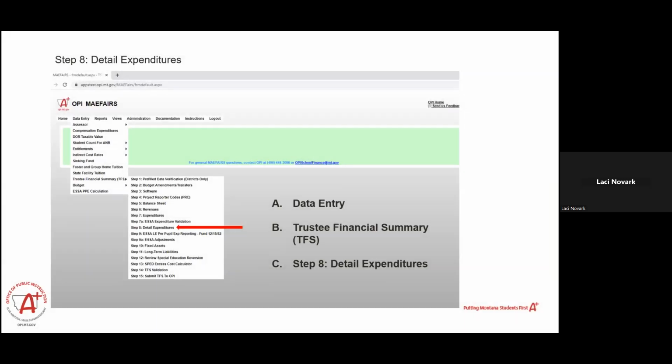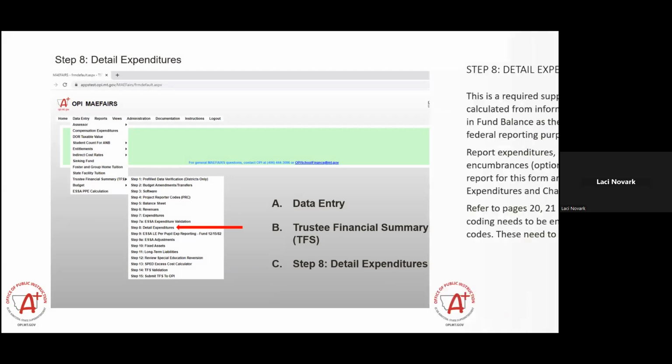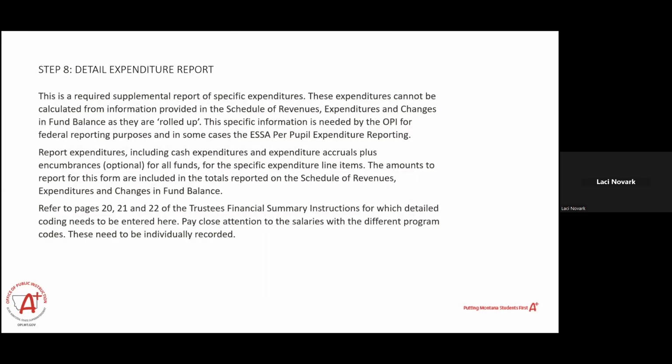Step 8, detail expenditures. This is a required supplemental report of specific expenditures. These expenditures cannot be calculated from information provided in the schedule of revenues, expenditures, and changes in fund balance as they are rolled up. This specific information is needed by the OPI for federal reporting purposes, and in some cases, the ESSA per pupil expenditure reporting.